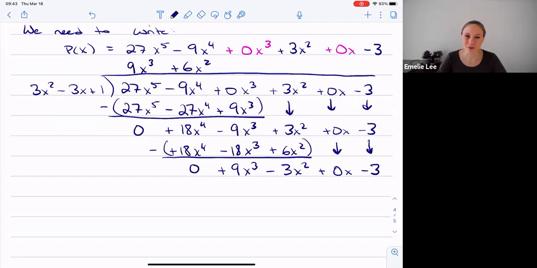We just keep going, right? We keep going until my x's, the remaining x's, can't be divided by x squared, the highest power in the divisor. You'll also know when you can't divide anymore, you'll see it when you get there.